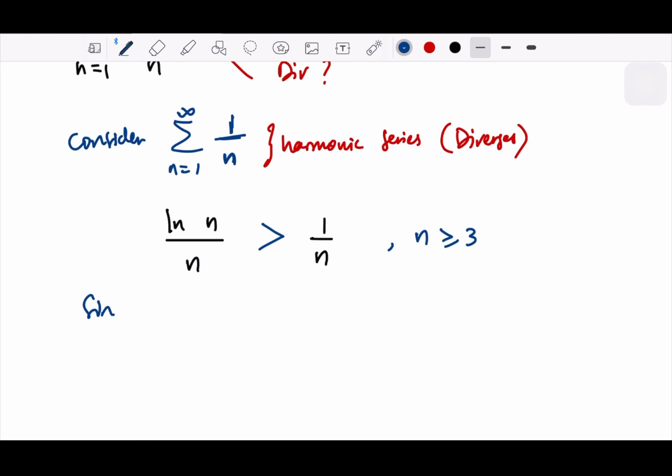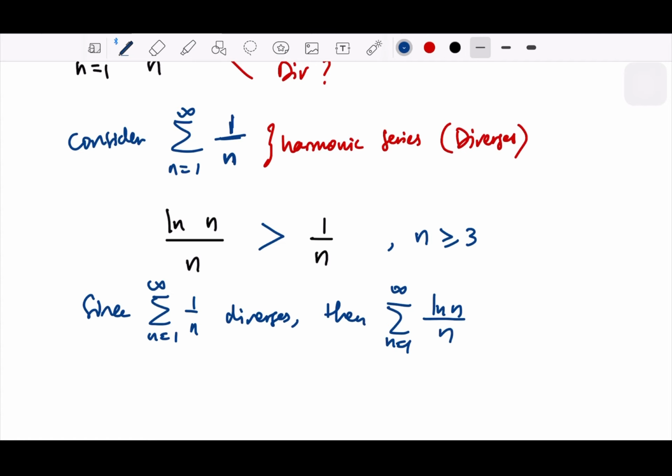And since 1 over n diverges, then this is also divergent by the direct comparison test. Okay, that's the example. Now I think we can have a short break, and we can continue after the break.